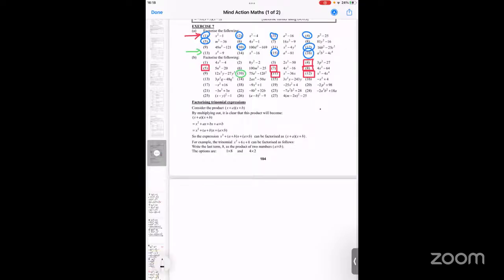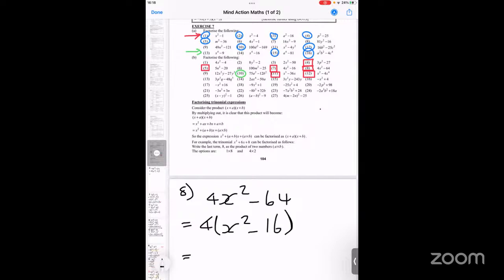Let's see if also it's incomplete. It looks like it. Okay, number 8. We are having 4x squared minus 64, and then you've got 4 into x squared minus 16. Okay, so even this one, you can see that it's incomplete. Yes, okay. Let's now try to work it out.